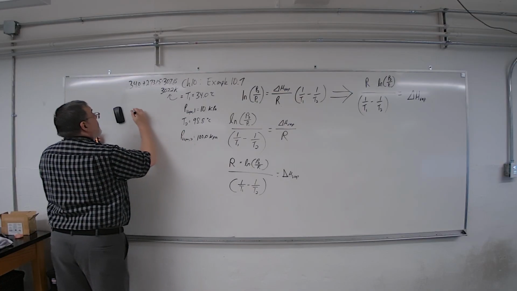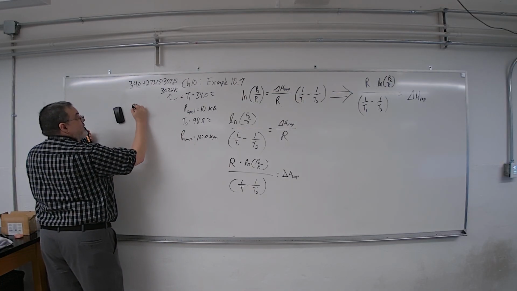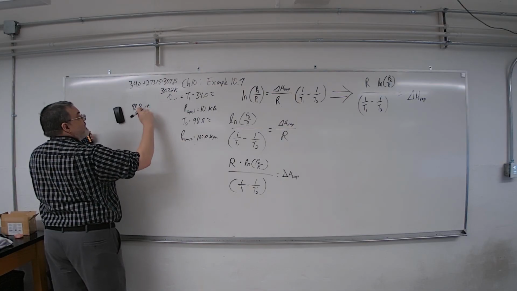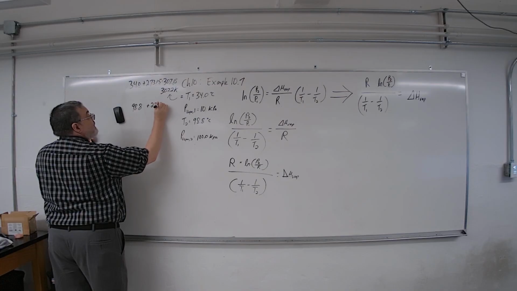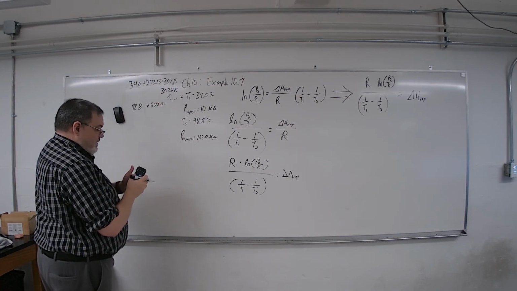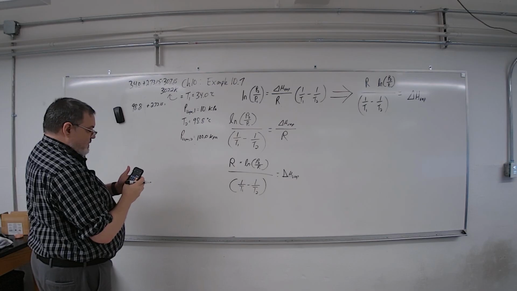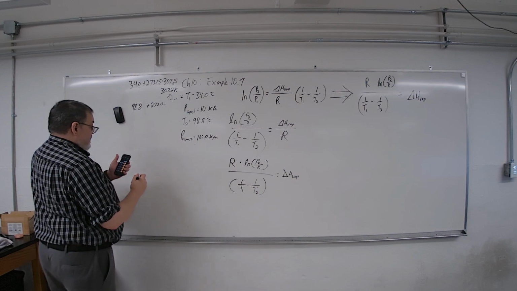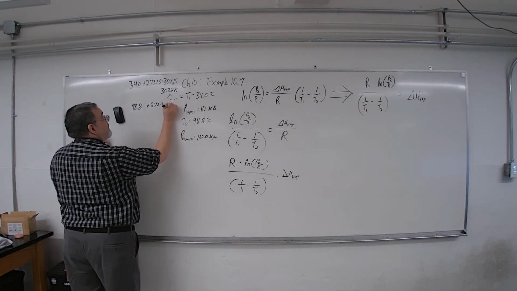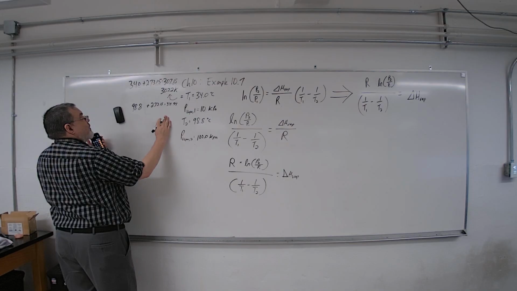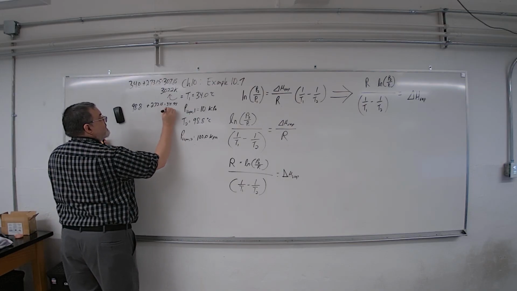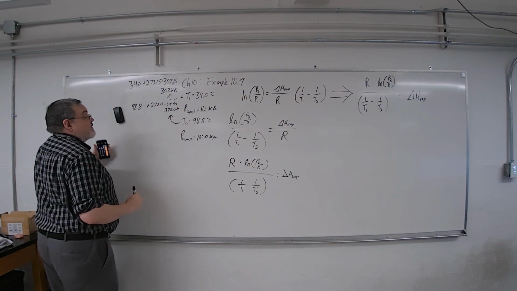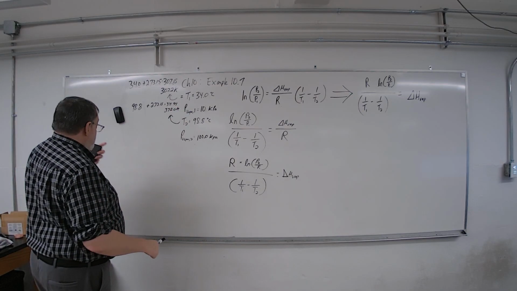And then this one, 98.8 degrees C plus 273.15 is 371.95. But really we have to round it to 372.0. Okay, so those are what I'm going to plug in for temperature here.